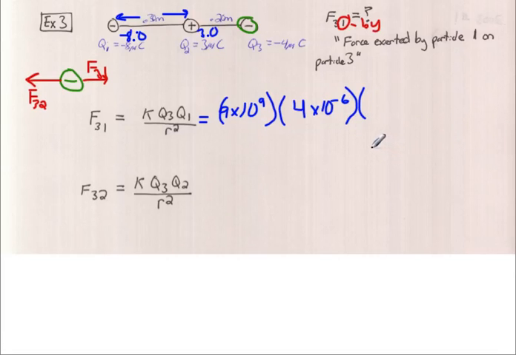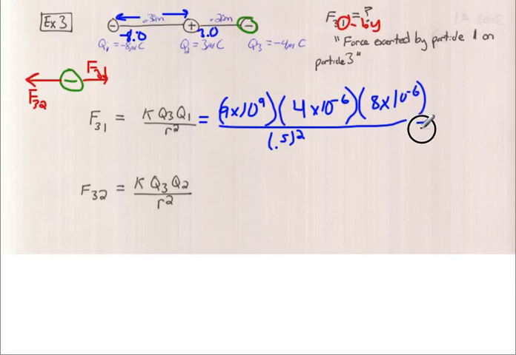And then charge 1 was negative 8, so we're going to have 8 times 10 to the negative 6th coulombs there. And the radius between them, isn't it 0.5? I think so. 0.50, I should say, but that's good enough. So let's put that in our calculator.